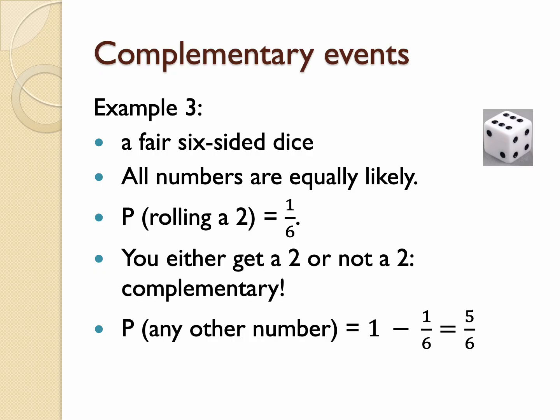And which makes common sense as well. Obviously, there are 5 other numbers, so their probability out of 6 has to be 5/6.